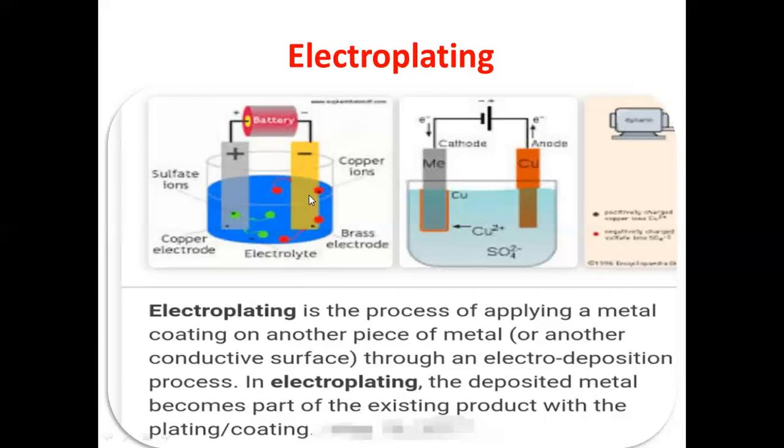So for this, suppose if this is zinc, we are electroplating copper on the zinc. So the zinc will act as a anode, and the copper will act as a cathode, if we are doing zinc electroplating. But if we are doing copper electroplating, then we will use copper as an anode and zinc as a cathode.